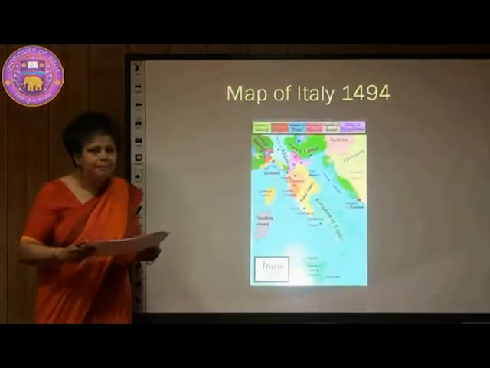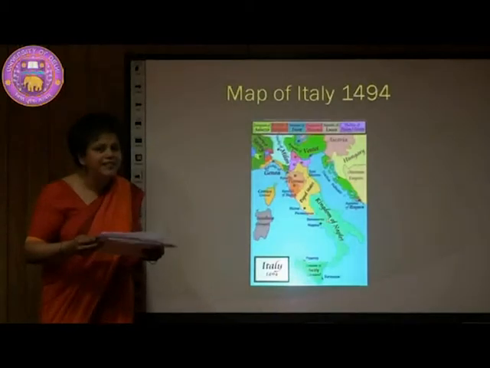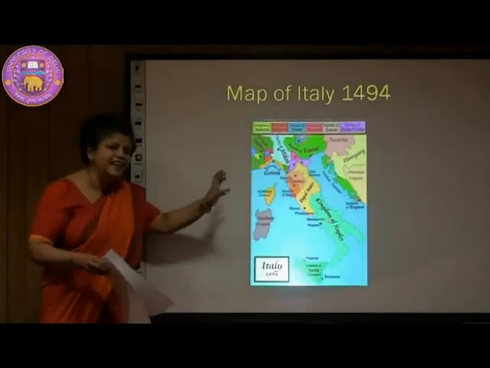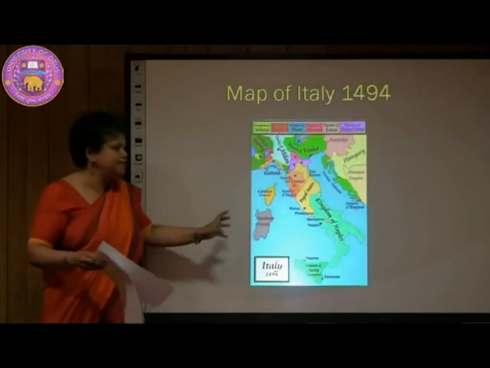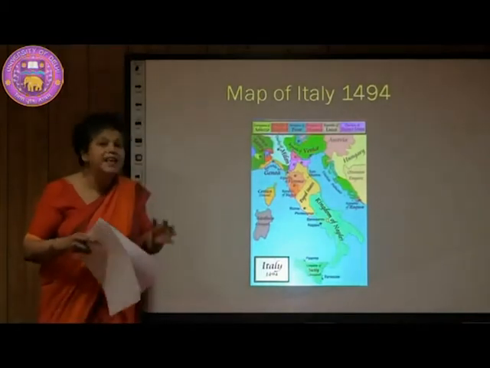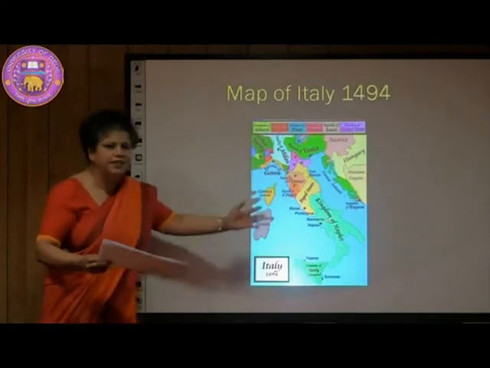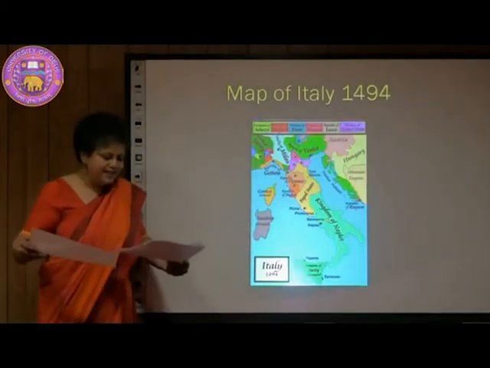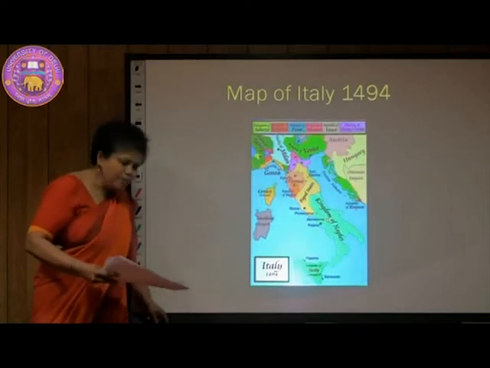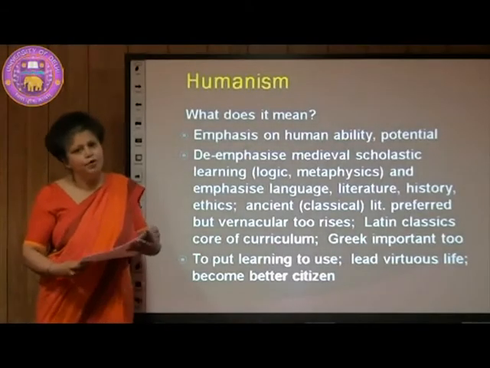This is a map of Italy. And remember, this is not Italy as a nation, but Italy as a collection of states that consider themselves independent, okay? Whether it be Milan, whether it be Florence, whether it be Naples. This is Italy. Now, one of the keywords for the Renaissance is, of course, humanism.